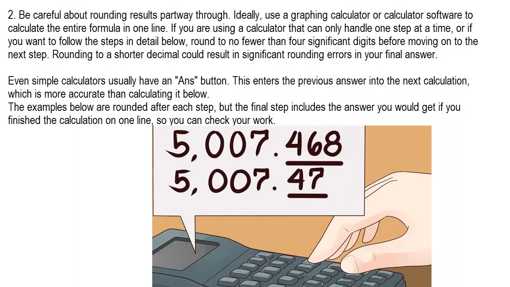Even simple calculators usually have an ANS button. This enters the previous answer into the next calculation, which is more accurate than calculating it below. The examples below are rounded after each step, but the final step includes the answer you would get if you finished the calculation on one line, so you can check your work.